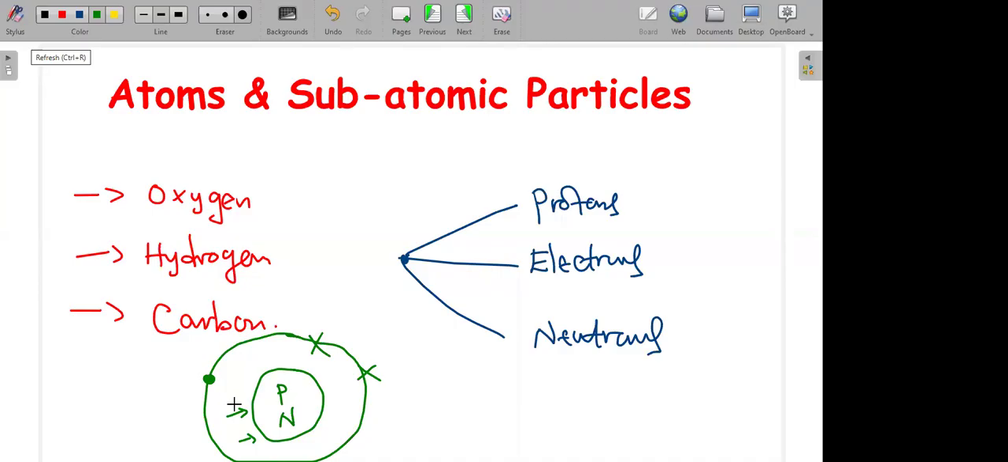Each of these particles has a specific importance or a specific job or responsibility that it does in this atom. So we'll start from the protons.